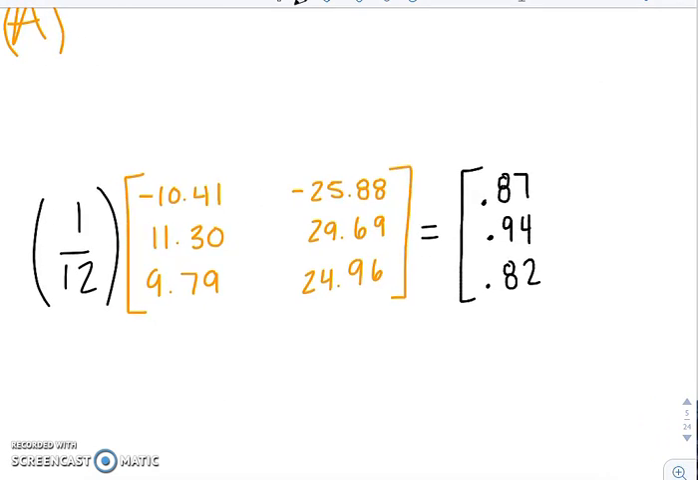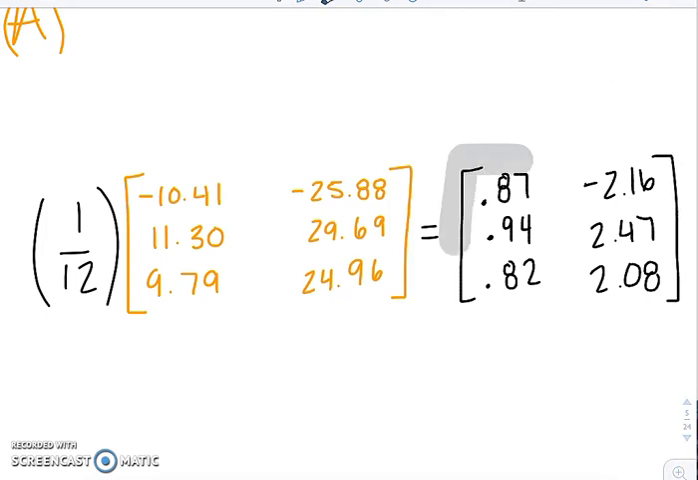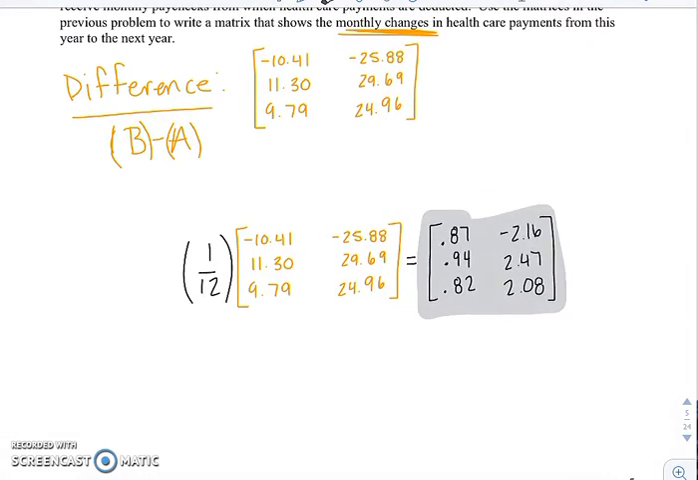25.88 divided by 12, negative $2.16. 29.69, $2.47. And 24.96, $2.08. So the monthly changes are given right there.